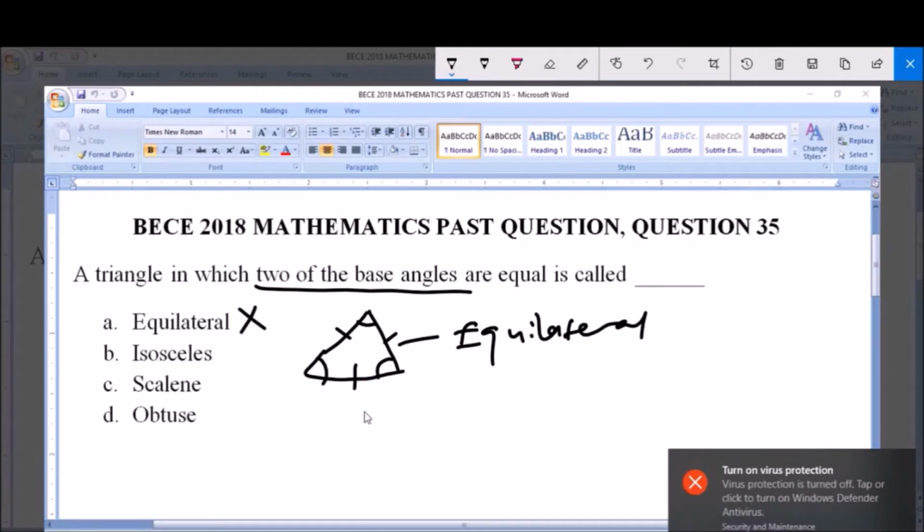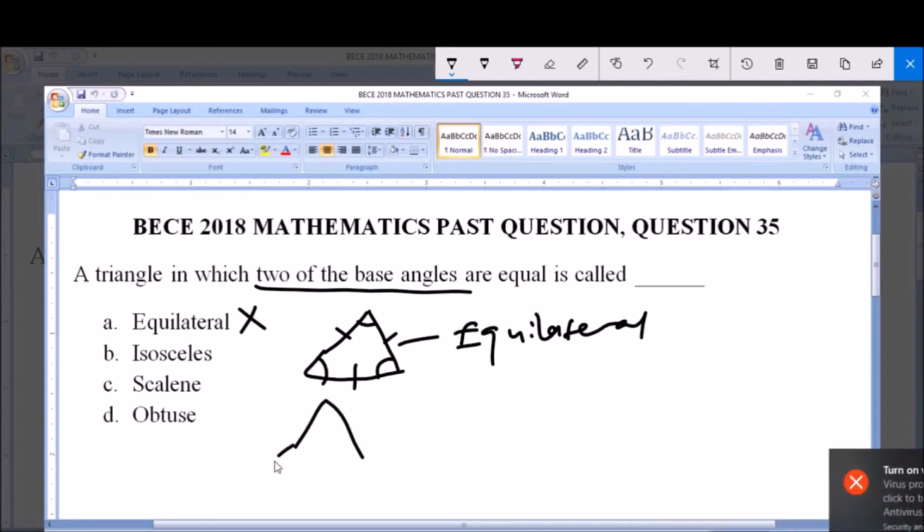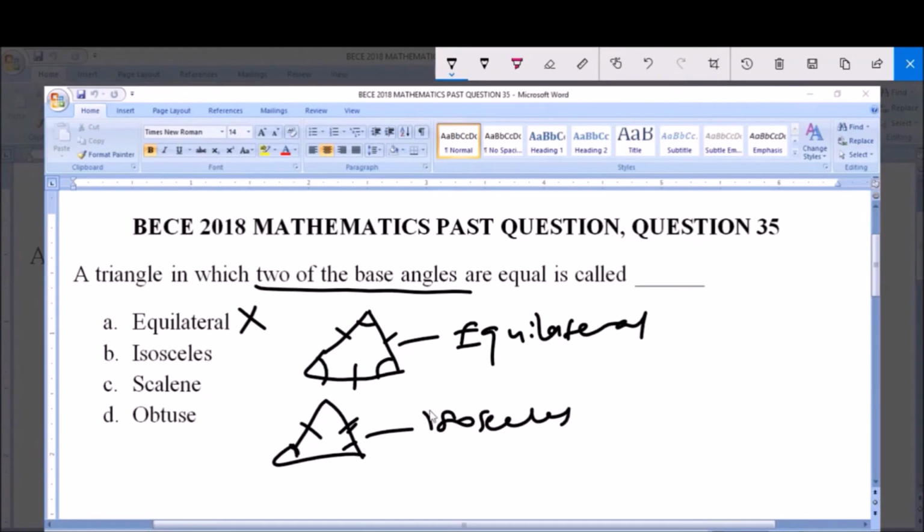Now B says isosceles triangle. An isosceles triangle is like this. In an isosceles triangle, just two sides are equal, so the two base angles are also equal. So isosceles triangle definitely corresponds to the question which says two of the base angles are equal, because an isosceles triangle has two sides equal and also the two base angles are equal.